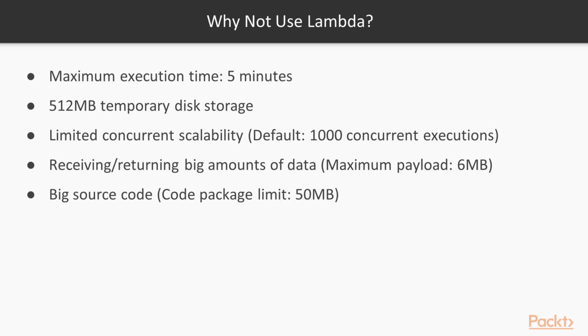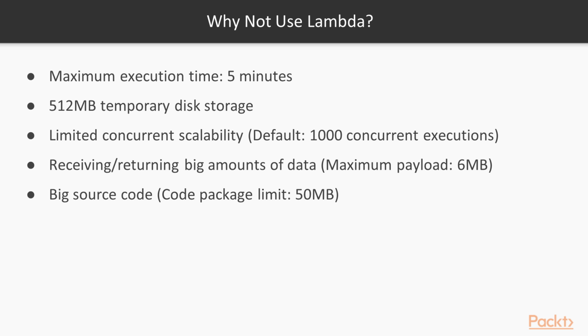So let's take a look at reasons why you wouldn't use Lambda. Lambda has a maximum execution time of 5 minutes, so if you have a process that runs almost continuously or simply longer than 5 minutes and cannot be broken down, Lambda is not a best choice. If your code requires very quick access to a very big amount of storage, Lambda is not ideal. It only has 512 megabytes of temporary disk storage.